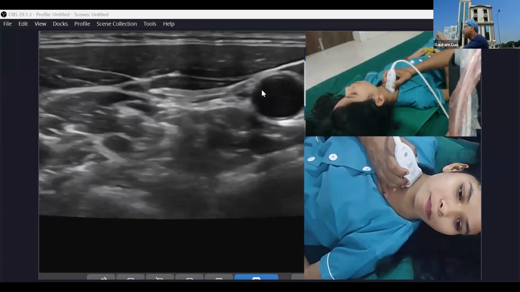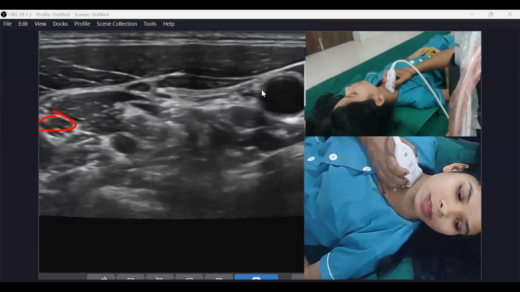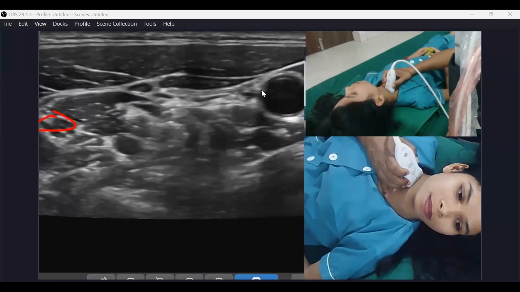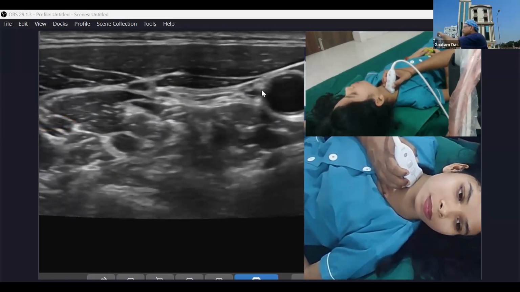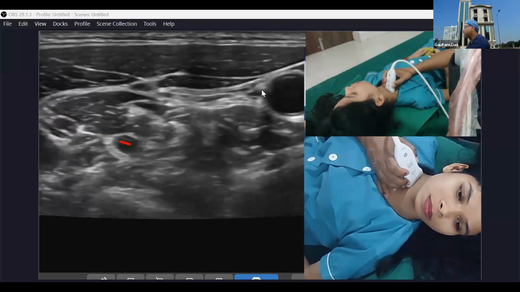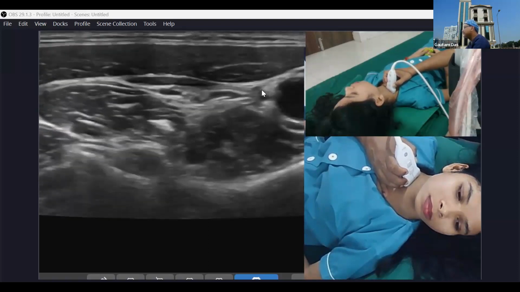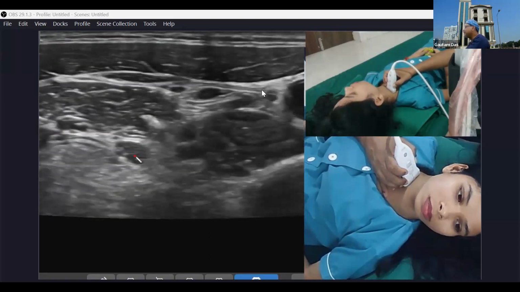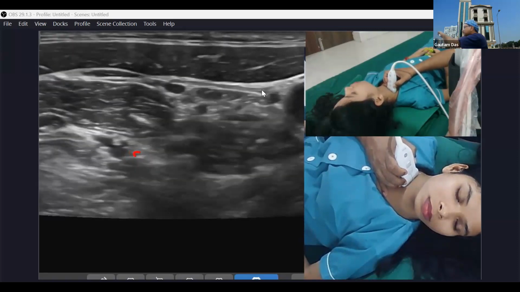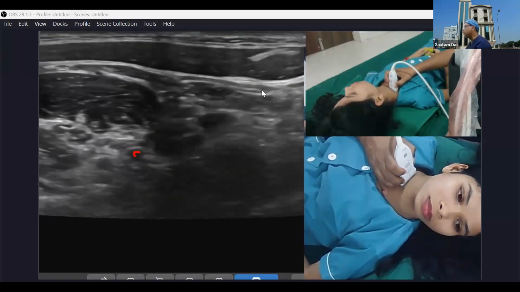This is your C5. It came from above. C5, yes. And this was your C6. And if I'm coming down, this is C7. Still coming down, what is your C8? So now you see where all these nerves are going.